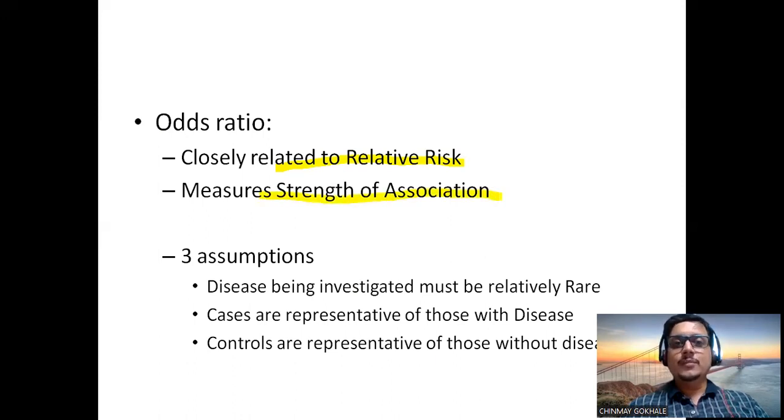What does strength of association mean? Smoking causes lung cancer, but how much is the chance, how much is the likelihood? That, in epidemiological terms, or in technical terms, we call strength of association. And in case control studies, strength of association is given by odds ratio. But before moving to the formula of odds ratio, there are these 3 assumptions that we need to understand very, very particularly.